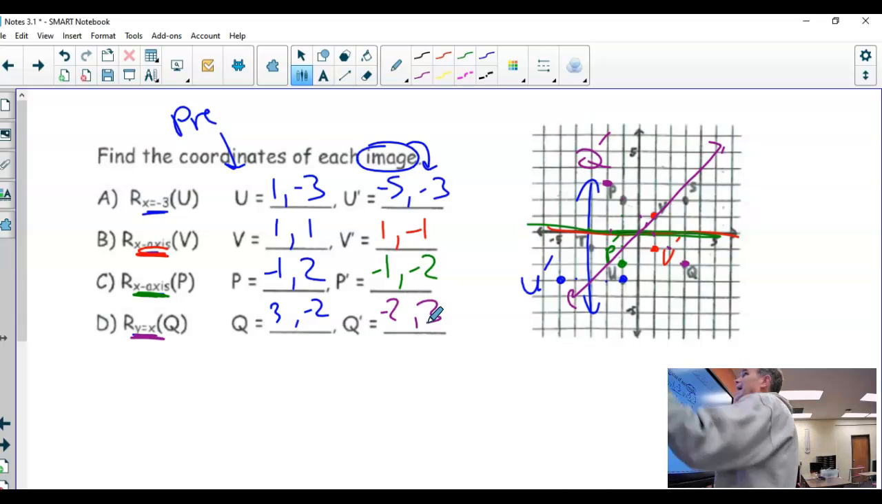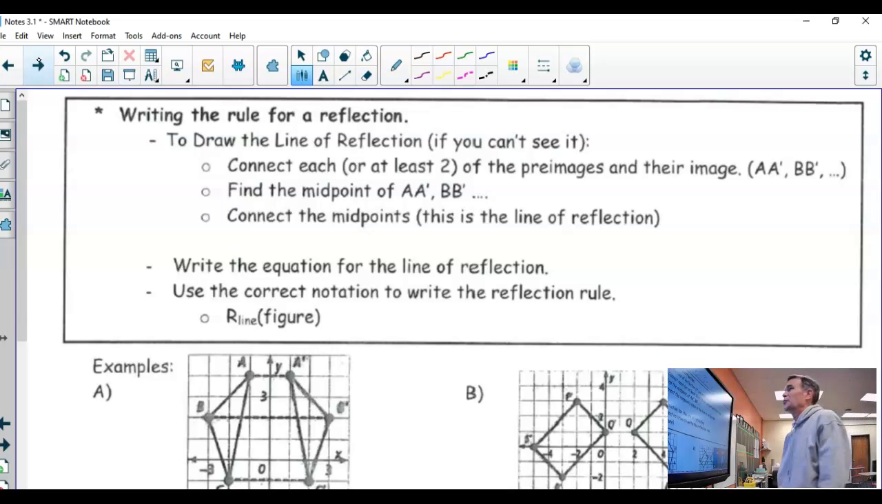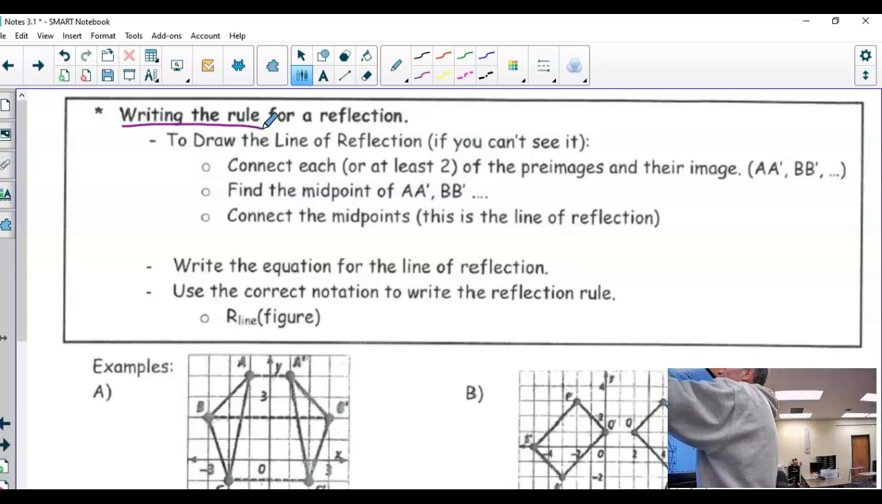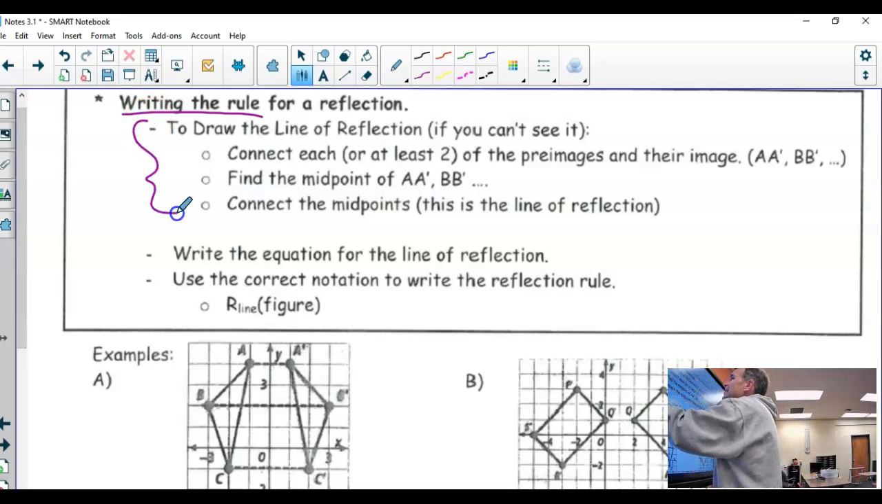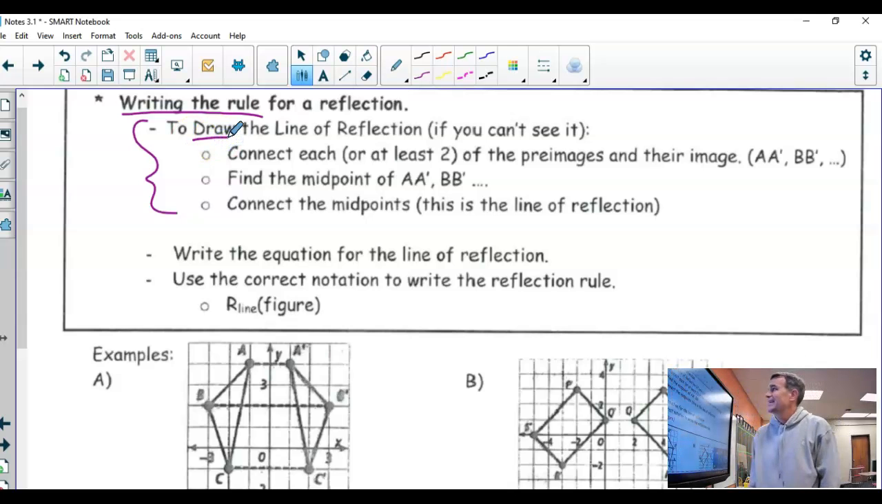All right. Now we have to write the rule. So now I'm going to show you a reflection, and you have to write the rule using the correct notation. Now, usually these are really easy. I did give you notes here. These are how to find or draw the line of reflection. If you can't just see it, which most of the time you can, draw it following these rules. And then we're going to write the equation and make sure you use the correct notation where you have the capital R, you have the line of reflection, and you have the pre-image.